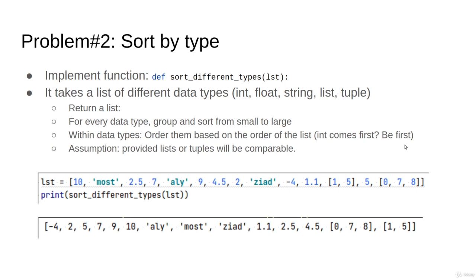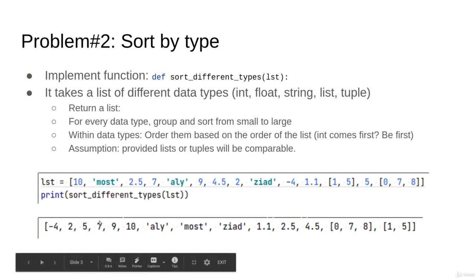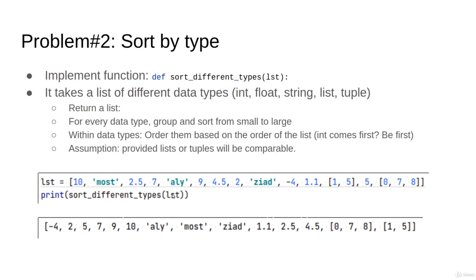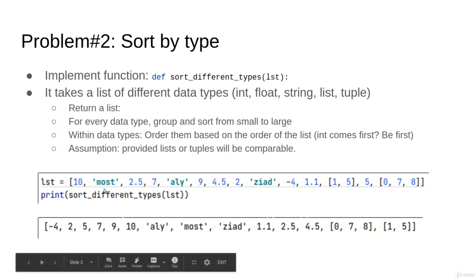Whoever comes first as a data type, you sort it. So you can think of it, you have two orders here. You are ordering within the data type itself. Within the data type itself, sort from small to large. Among the data types themselves, order them based on the order of the list based on the data type. For example, the int comes first, the string comes second, the float comes third, and so on.